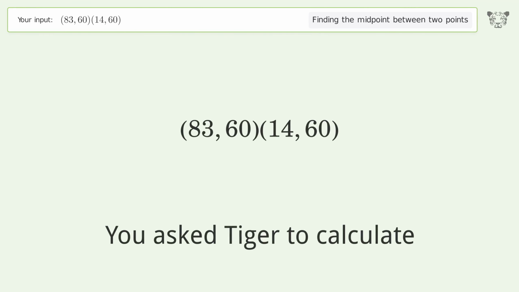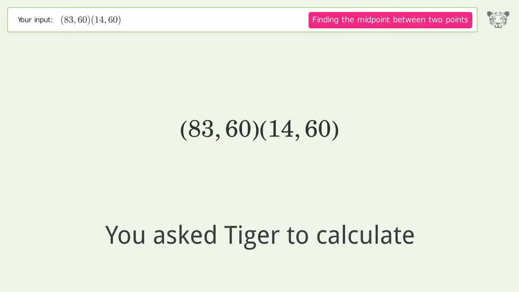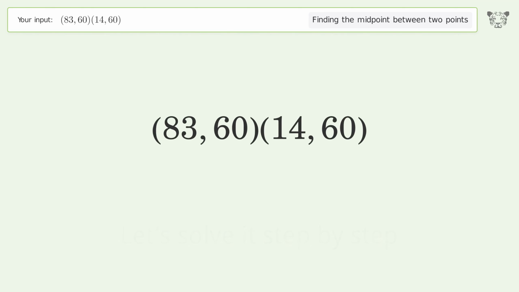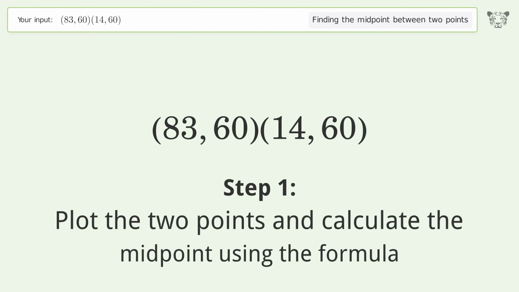You ask Tiger to calculate. This deals with finding the midpoint between 2 points. The midpoint between the 2 points is 48.560. Let's solve it step by step. Plot the 2 points and calculate the midpoint using the formula.